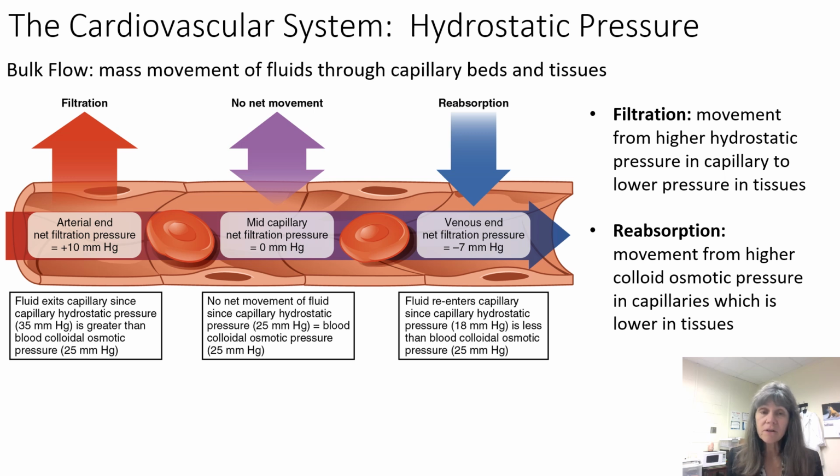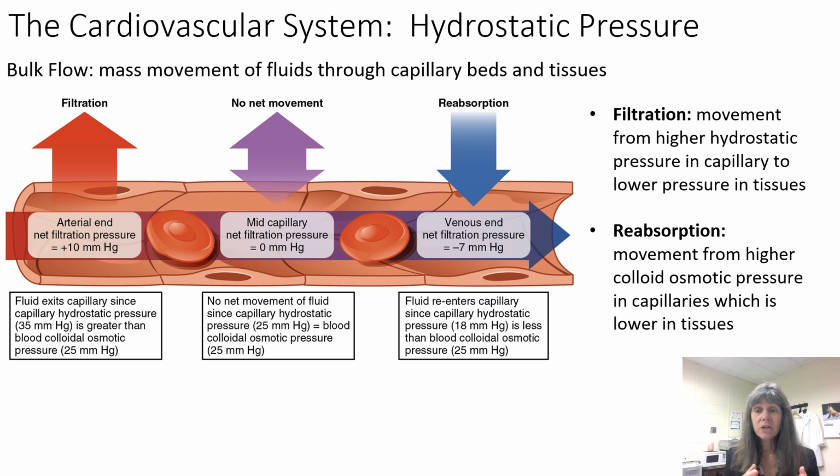As we move to the middle of the capillary, we see that there's no net movement occurring. It goes in and out, but there's no net movement occurring because capillary hydrostatic pressure, which is equal to the blood pressure at that point, is equal to blood colloid osmotic pressure. So the pressures are equal. Fluid can go in and out, but there's no net gain or loss.